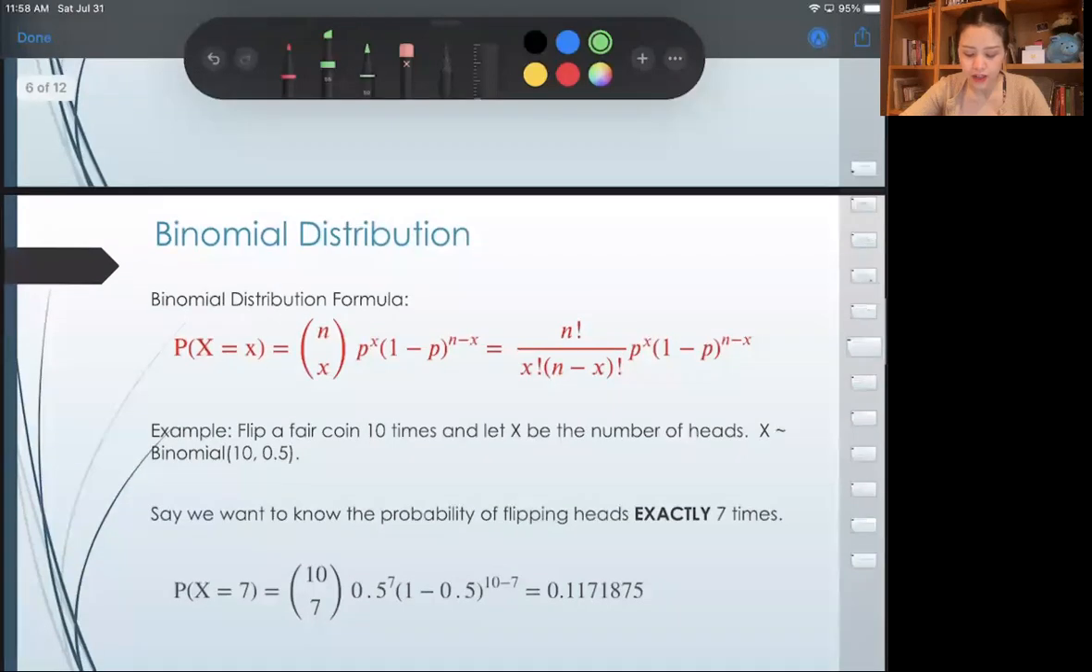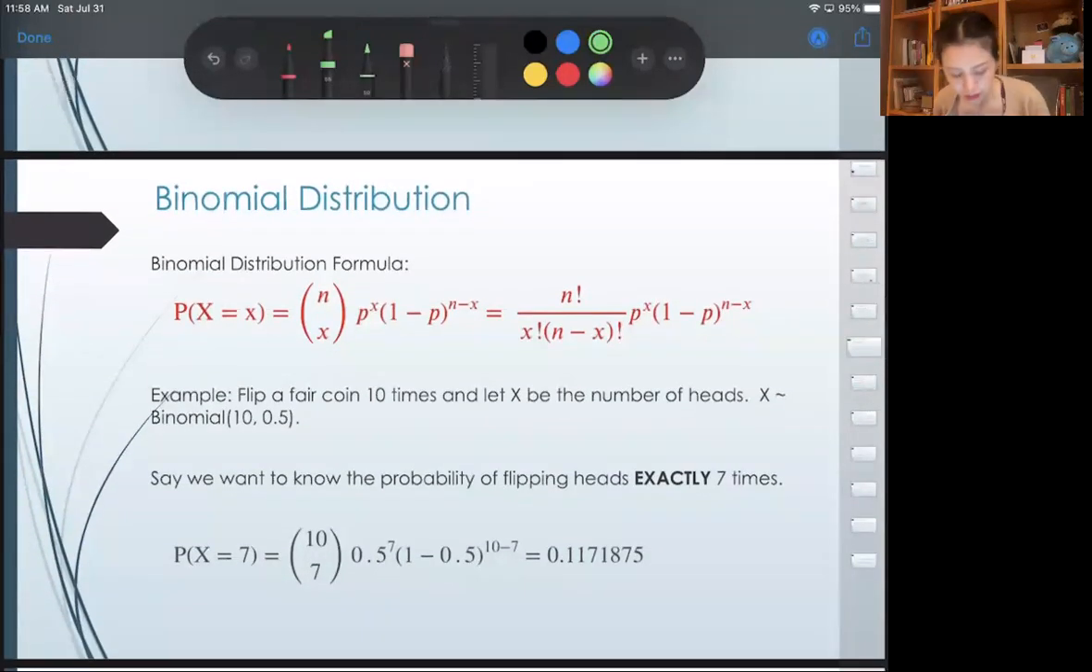Okay, so let's go back to the example that we have. Remember, flipping the coin 10 times, and we let x be the number of heads. We determined this is the binomial distribution, therefore we're going to use the formula. For example, if I ask you for the probability of flipping heads exactly 7 times, here your little x is 7. So I want to find the probability P of x equals 7.